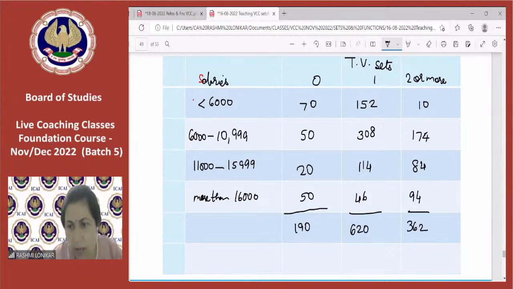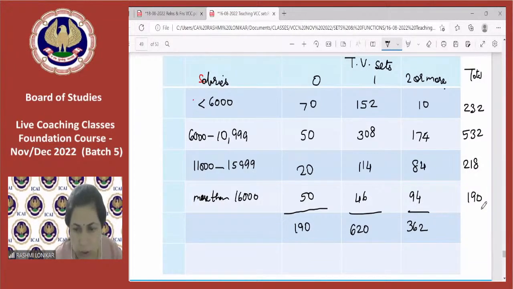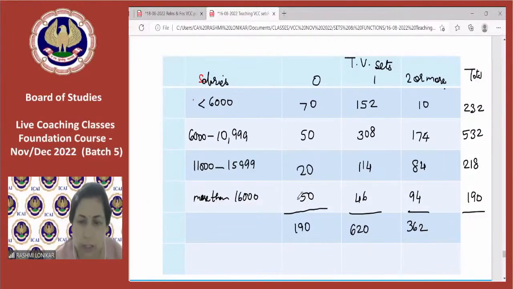Okay. And the total on this side, how much? 232, 532, 218 and 190. Okay. And remember this, all total should come to 1172, which is the number of families. Okay. Now what are they telling us?